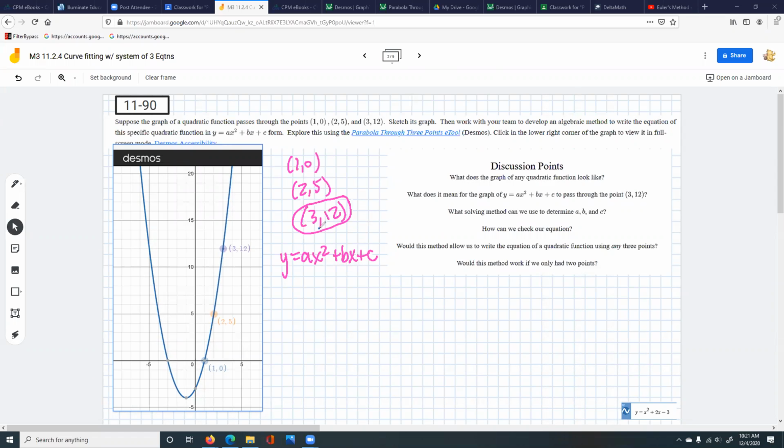It's an x and a y, right? So can we plug in 3 and 12 into this equation? Yes, we can, right? So that's what we're going to use to solve for this equation. Okay, so let's start with that. So that's all we're going to do for number 90. We're going to actually do the work on 91.